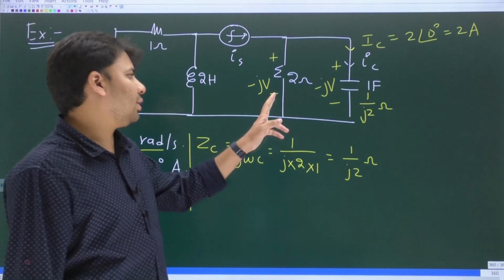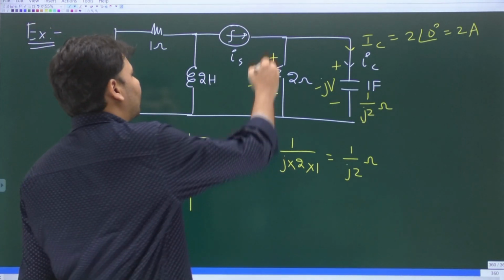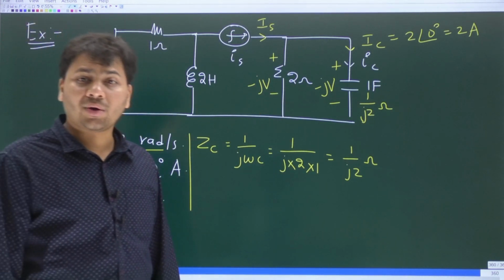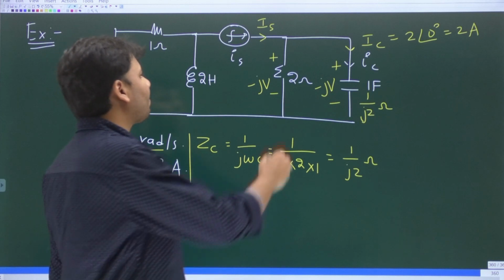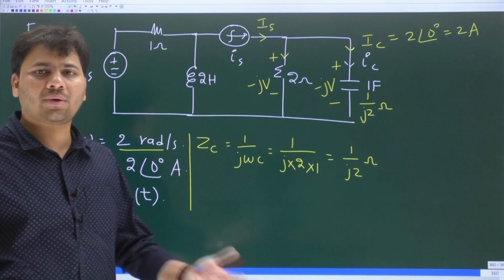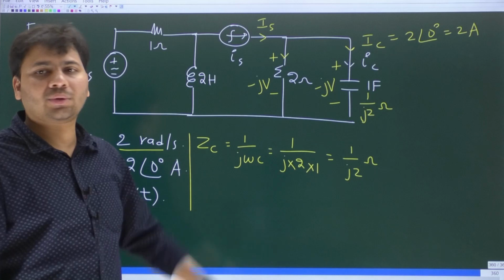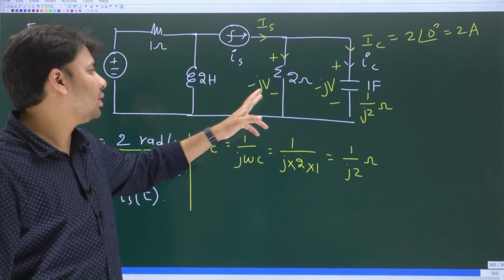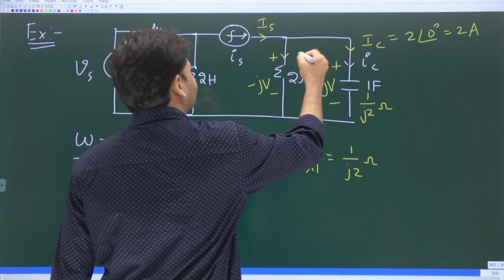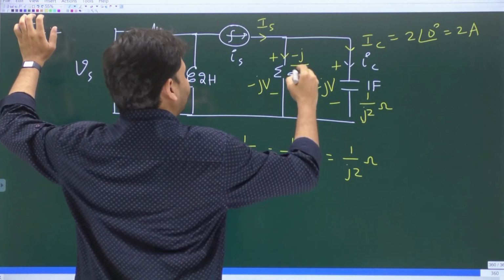Now the drop across the 2 ohm resistor is also going to be minus j volts, because the 2 ohm resistor is in parallel with the capacitor. They always have the same voltage drop. Also, the small is in the phasor domain is going to become capital Is. If you know the voltage across any resistor, can't you write the current flowing through it? So how much is the phasor current flowing through the resistor of value 2 ohms? The phasor voltage divided by resistance, which is minus j by 2.